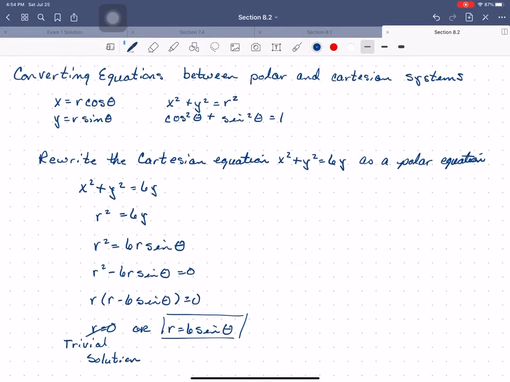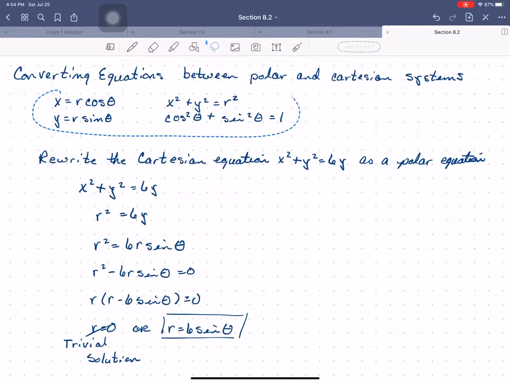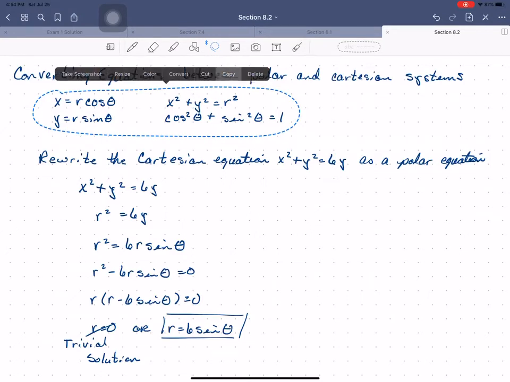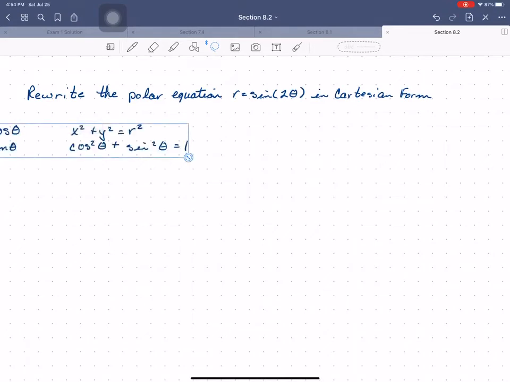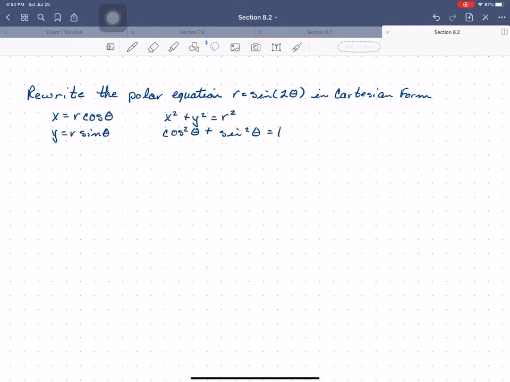And let's remember what we've got. So these are our basic relationships. Okay. Well, none of those have a 2 theta. So the first thing we have to do is apply a double angle formula. So we're going to take our equation, r equals sine 2 theta, and rewrite that using the double angle formula as r equals 2 sine theta cosine theta.